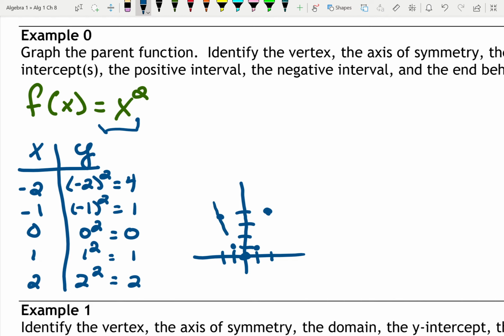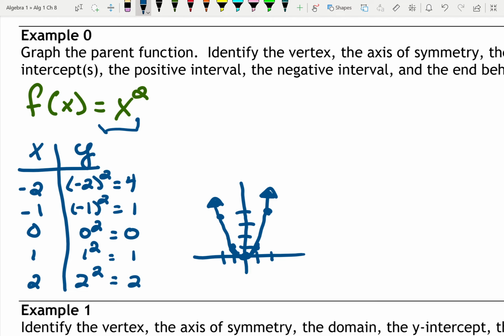Now we can draw in our curve. I put my arrows on the end, signifying that it could continue on. The bottom there is a U. Mine's not very pretty because I can't draw very well, but the bottom is a U. So there's our parent. What we want to do is get that picture in our head, that way when we graph others, we can just use a transformation. It ends up being a little bit easier than having to do a t-chart every time. So we need to have this picture in our head.